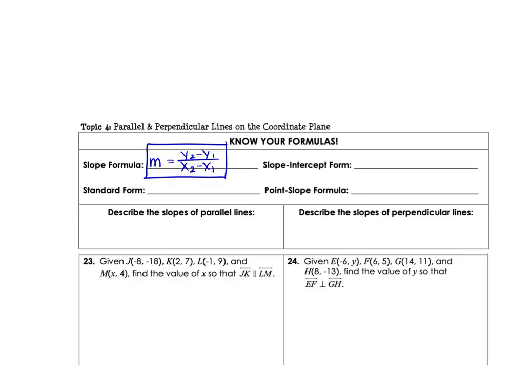The only other formula that you really need to know is you need to be able to put something into slope-intercept form. I lied, that's not true. In order to put something into slope-intercept form, you might want to start in point-slope form. So y minus y1 equals m times x minus x1, okay? We really didn't do anything with standard form on the test, so you should be okay there.